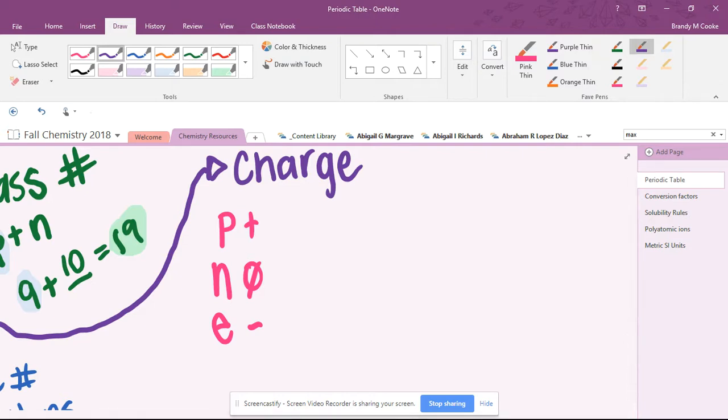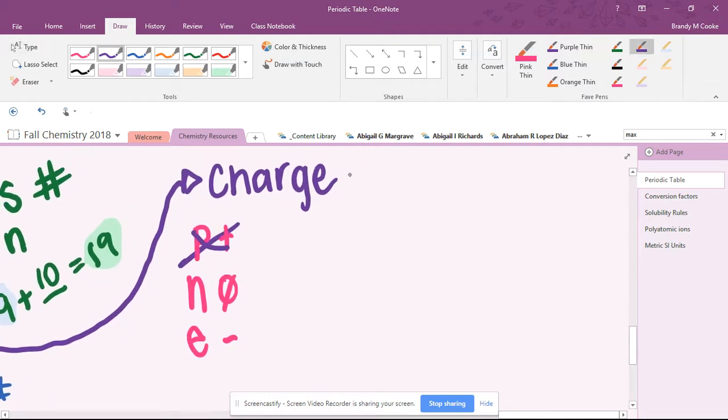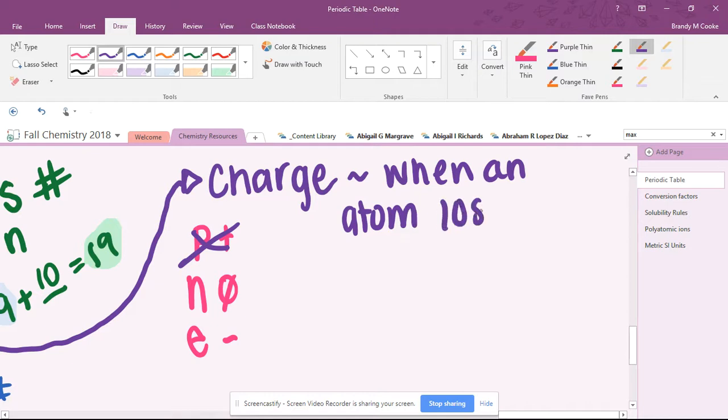Hopefully your brain is confused and torn, because yes, it would affect the charge, obviously. However, we have said many, many times that protons can't change. We cannot change the number of protons. It's not possible. Don't do it. Don't even think about it. And that leaves us with electrons. So a charge happens when an atom loses or gains an electron.